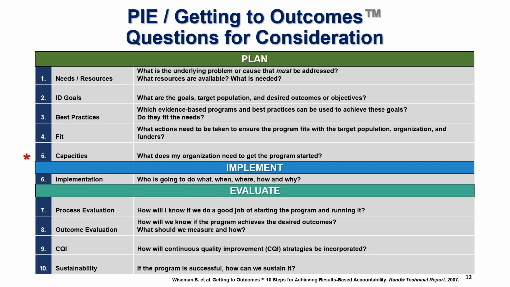If you like one-stop shopping, this slide provides a nice one-page overview resource of the GTO and PIE cycle components. Step 1, needs and resources. Step 2, identification of goals. Step 3, best practices. Step 4, ensuring fit. Step 5, capacities of the program. And I'll talk about capacities in a little bit. Step 6, implementation of the program. Step 7, process evaluation. Step 8, outcome evaluation. Step 9, continuous quality improvement, and Step 10, sustainability.